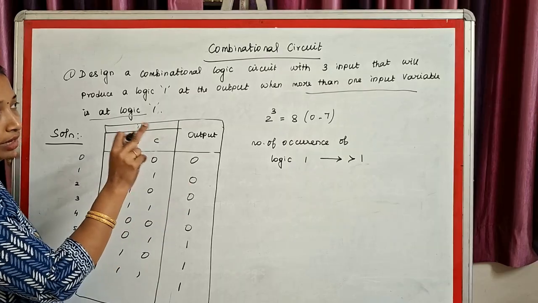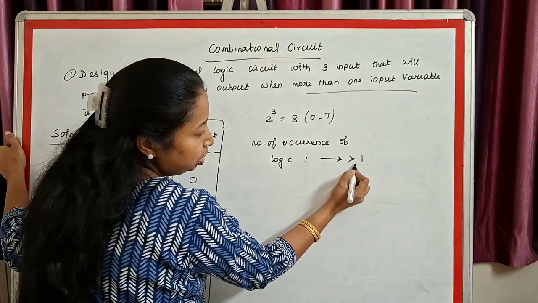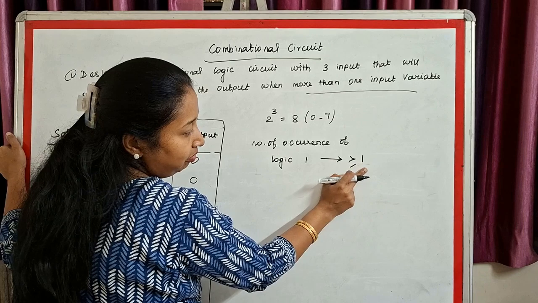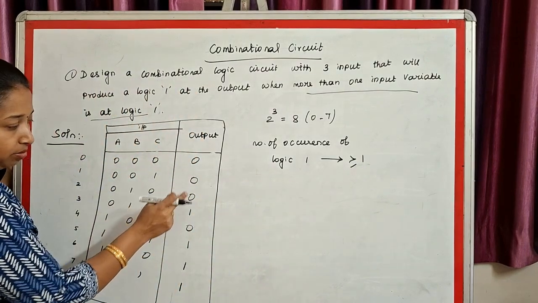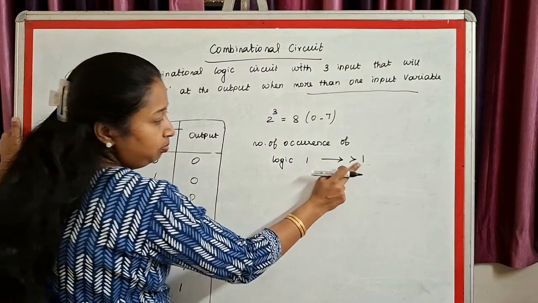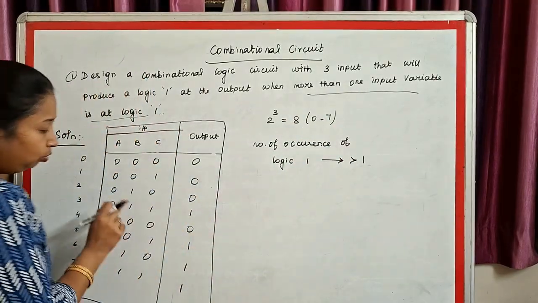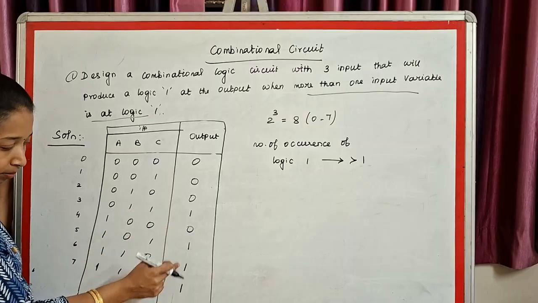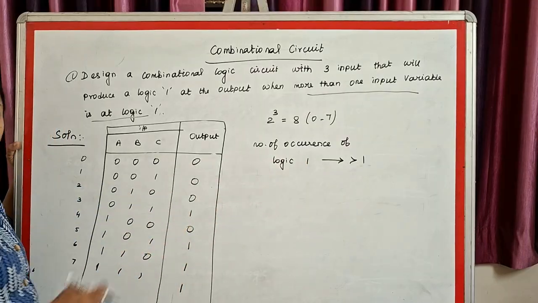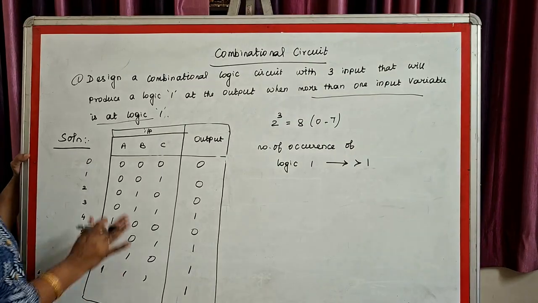They have mentioned only greater than, more than. They have not mentioned more than or equal to. If they had given more than or equal to, for these numbers also you would have written 1. But they have not mentioned this. They have mentioned only more than 1 input. So wherever you have more 1s, only for those numbers will you have a logic 1 at the output. Is it clear?